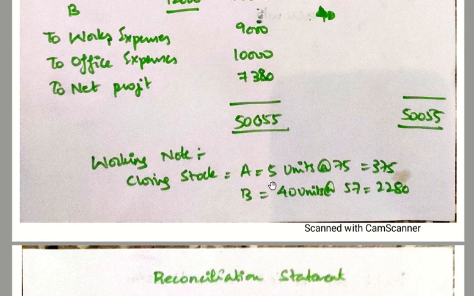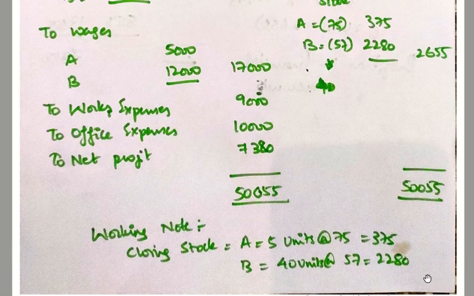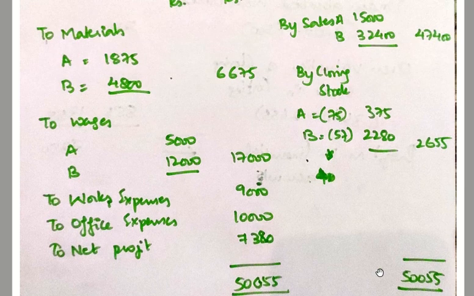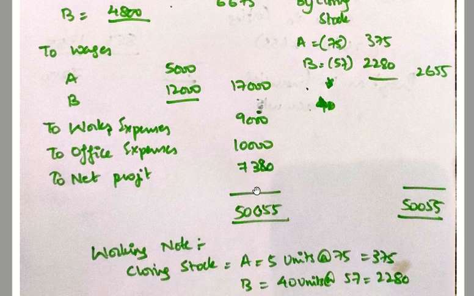How many units do we have? 5 units for A and 40 units for B, which is unsold. So your closing stock is 375 and 2280. How do we get this? A is equal to 5 units at 75 rupees, 375, and B is equal to 40 units at 57, which is 2280. So your closing stock is 2655. So net profit, which is your balancing figure, is 7380.